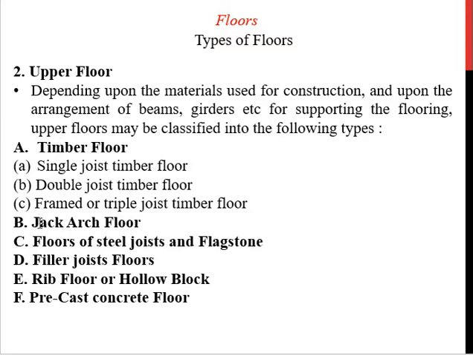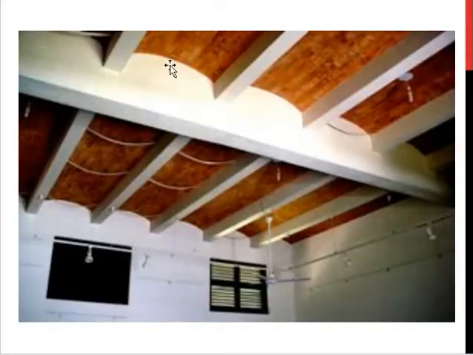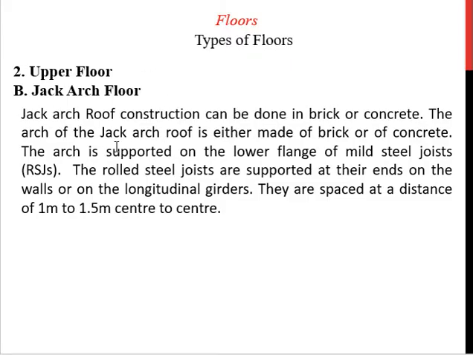The next type of upper floor is the jack arch floor. Let me show you a diagram. This is a type of jack arch floor. I think most of you have seen such a floor in your granny's house or a very old building. Such arches have been constructed, and these are the girders that have been provided. If such a floor is present in any building, that comes under the jack arch type of floor. Again, there are certain specifications regarding that.